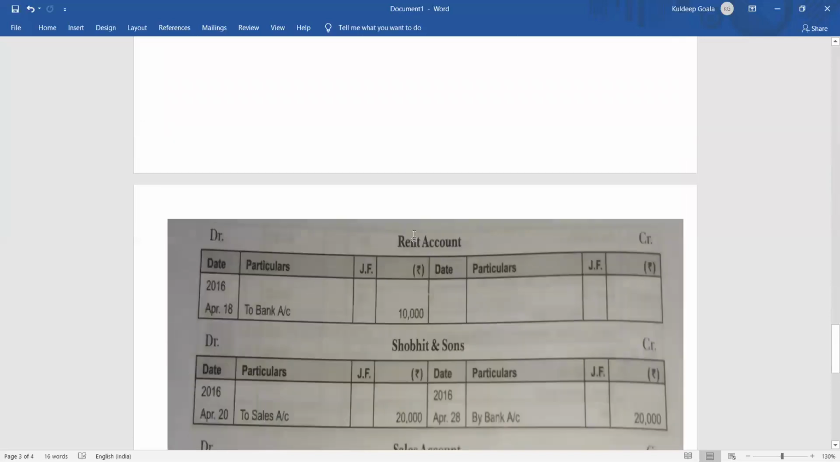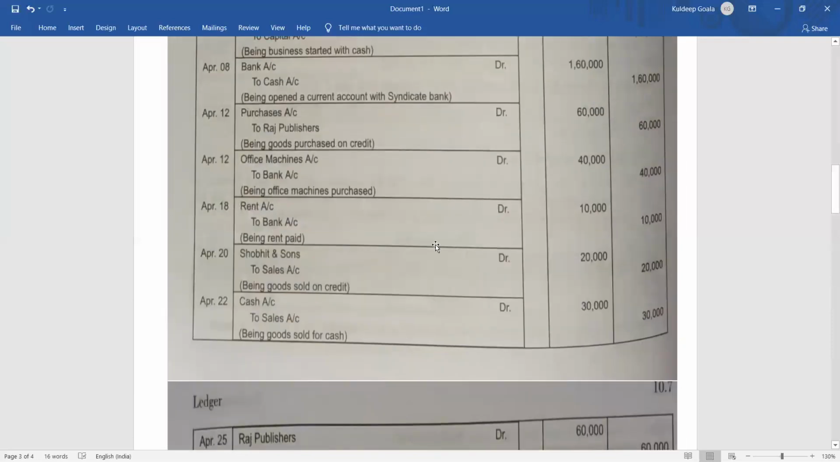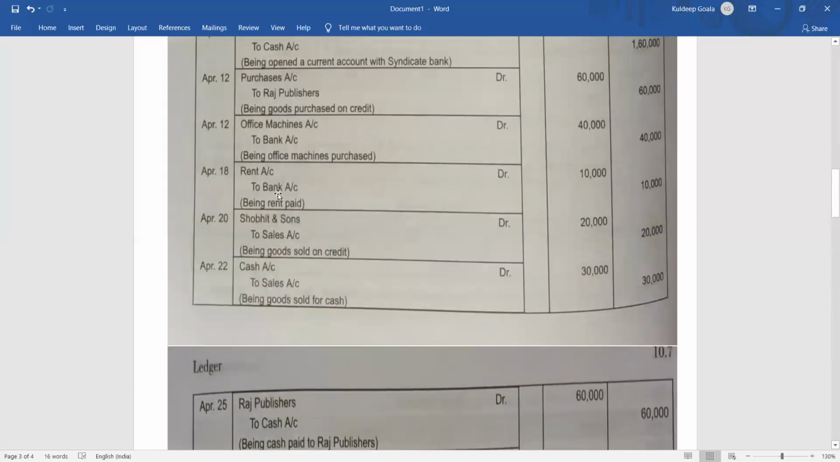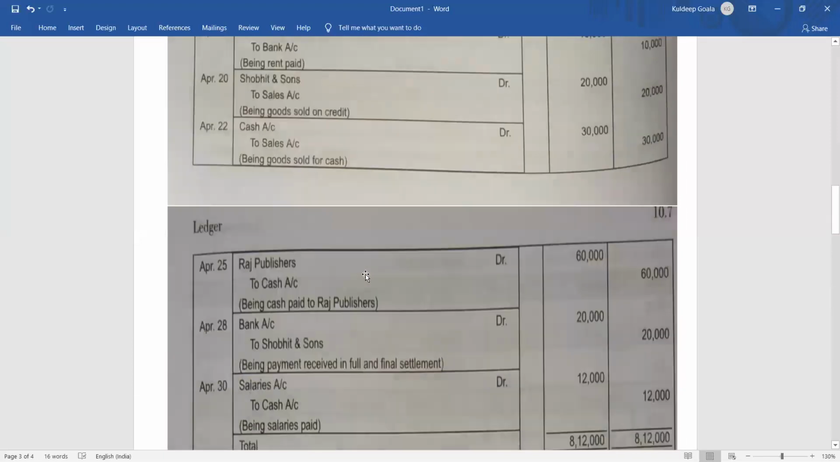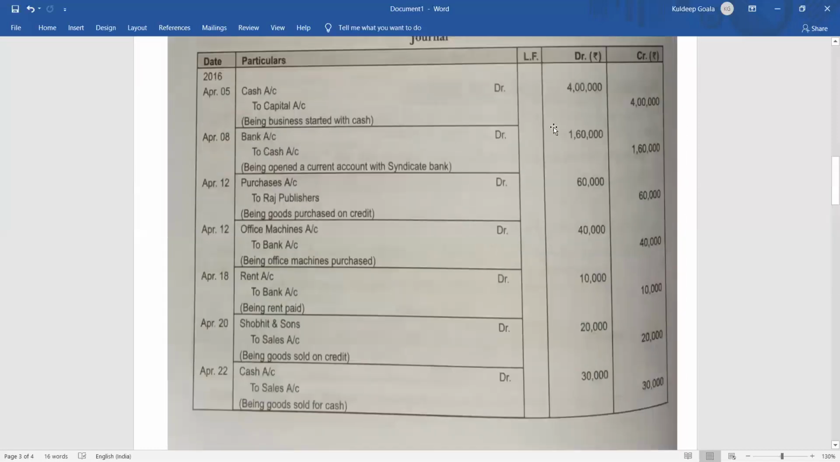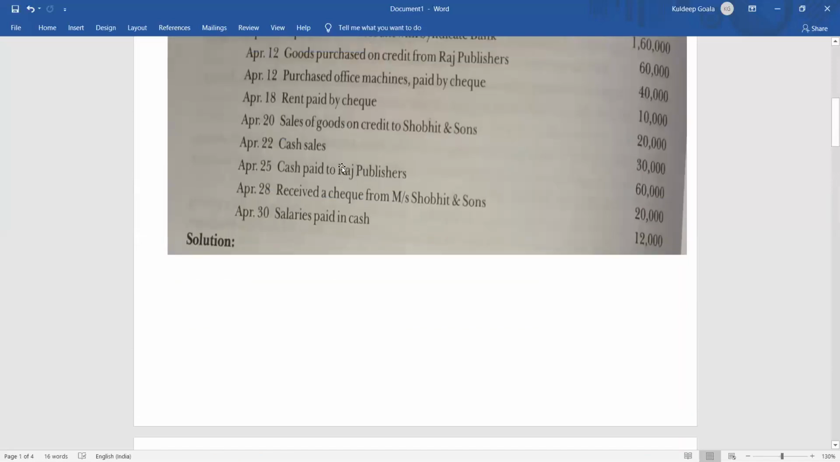Clear? And what happened to bank? Bank is credited, isn't it? So go in the credit side of bank, and what will you write? To... bank is credit or debit? It is credit. So you write by, not to. What will you write? By rent account. You can see here, bank credit side by rent account 10,000, isn't it? Clear? Okay. Now let's go to the next transaction. I hope all of you are able to understand now. It is very easy, isn't it?